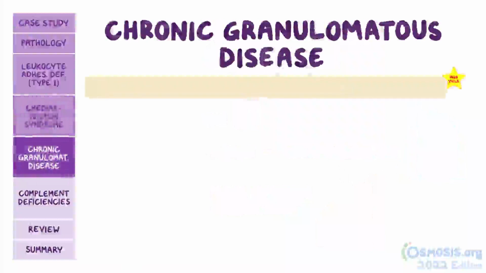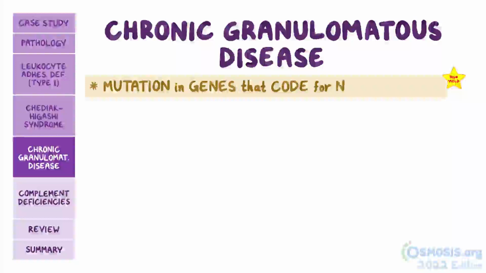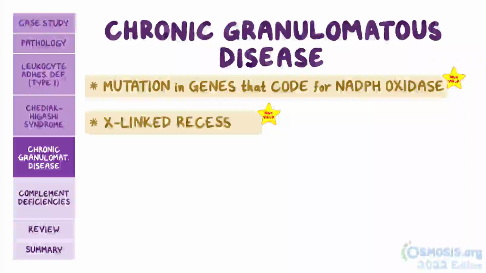The last high-yield phagocyte dysfunction is chronic granulomatous disease, which is caused by mutation in the genes that code for the enzyme complex NADPH oxidase. There are many ways to inherit these mutations, but the most important for your exams is an X-linked recessive mutation, and since men only have one X chromosome, they get the disease, whereas because women have two X chromosomes, they only get the disease if both of their X chromosomes are affected.